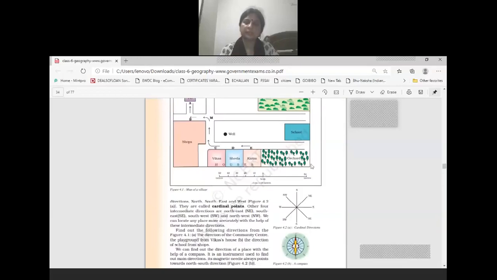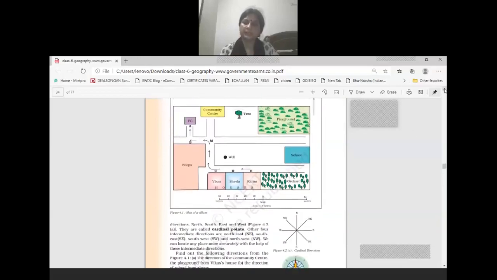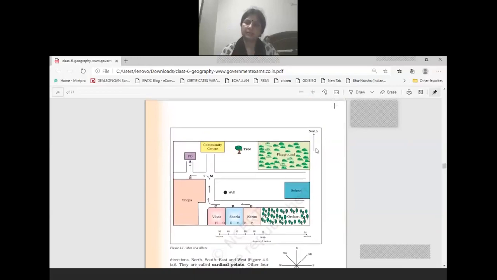And in any map, you will see that on the right hand side, in the upper side, one arrow is shown, and in this you can see the upper part is showing north. So it is given in every map, and it is given for the purpose of understanding the direction of the place. Okay, so it is north, then in this direction there will be south.